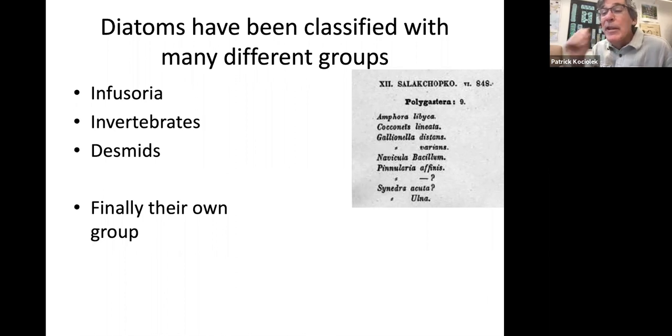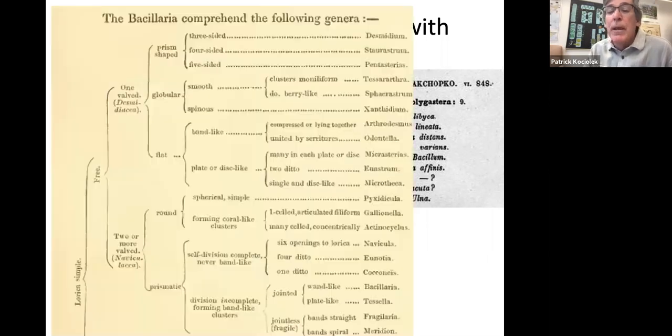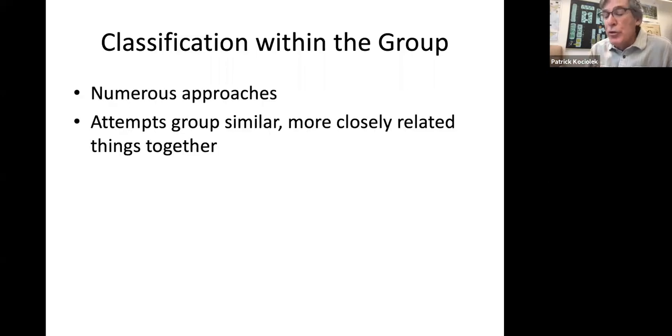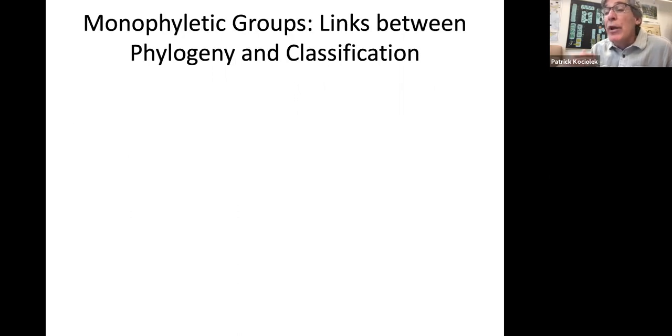So the classification of diatoms has been all over the map. They've been put with a wide variety of groups. Here's a classification of diatoms with respect to desmids. They've been put in a whole variety of areas, but finally people started to look at the classification of diatoms specifically, and there have been numerous approaches over the years, as you might imagine. A large number of features have been highlighted in some of the early classification schemes, single features that then evolved into more of an integrative approach. I'm going to try to represent some of these classification schemes with some drawings.